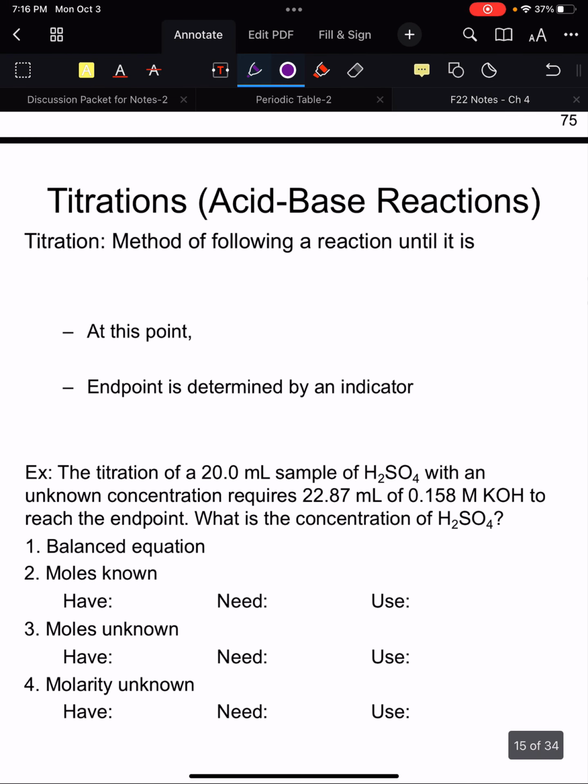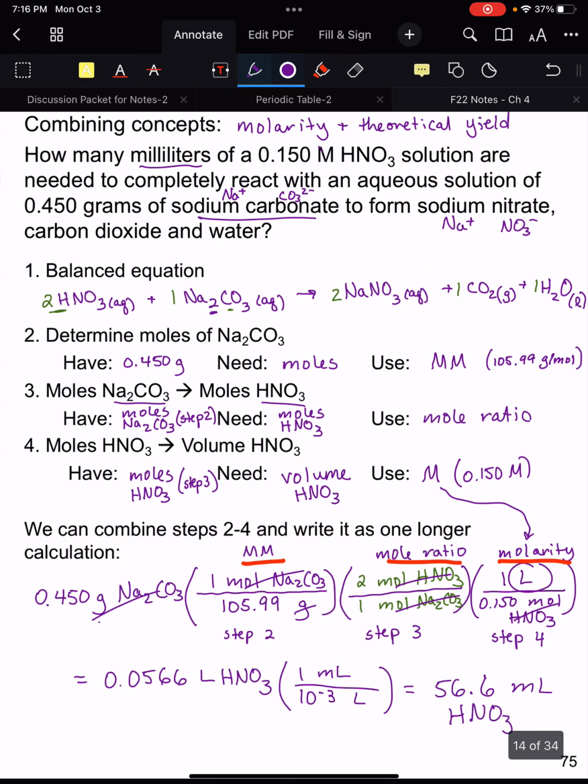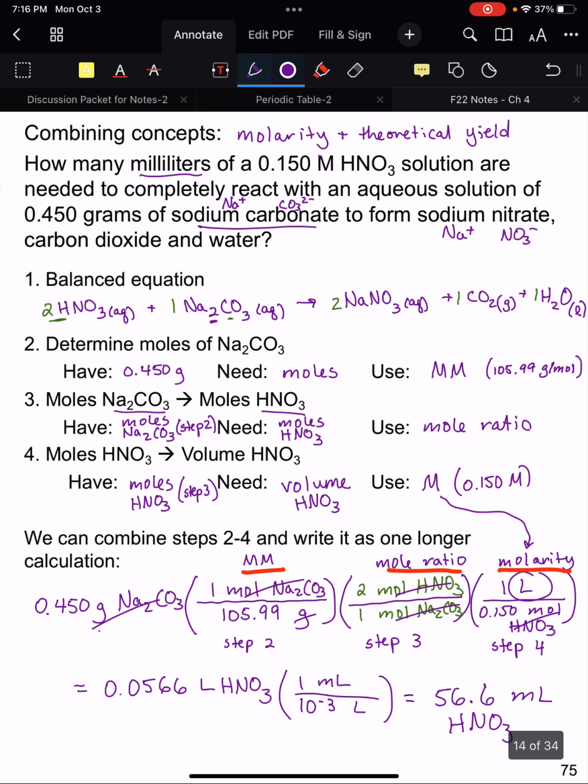So we're going to talk about a specific type of this kind of reaction. But I think we'll pause here because that's a lot to process. And then I'm going to give you a problem similar to this to do for your check-in.